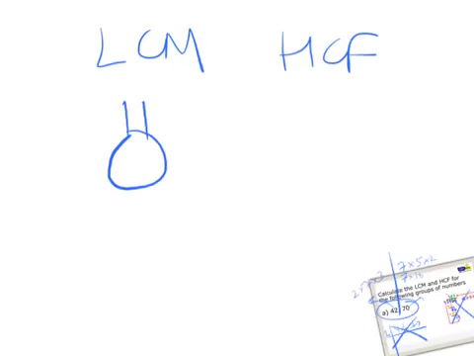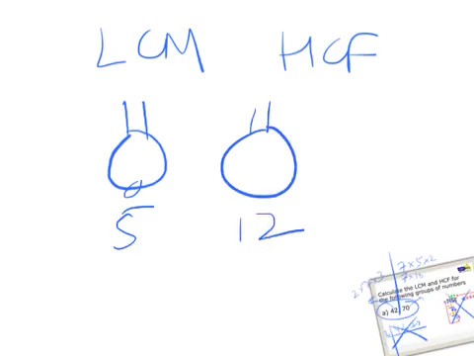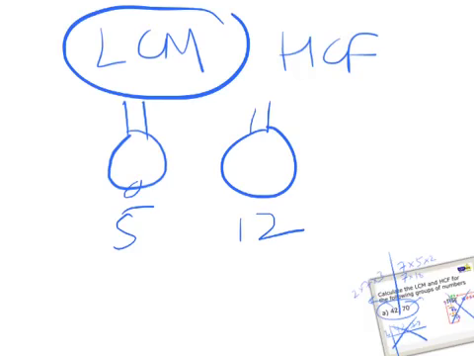So there's a bell which rings after every 5 minutes. Bell number 2 rings after every 12 minutes. After what time will both the bells ring together? 60. Why? LCM. LCM is the least common multiple. Multiple means your answer will always be bigger than the number itself.